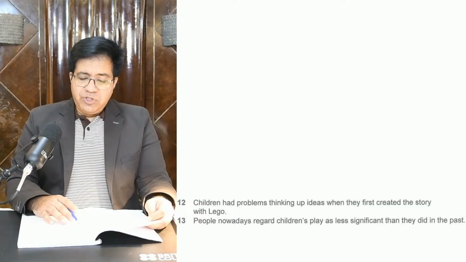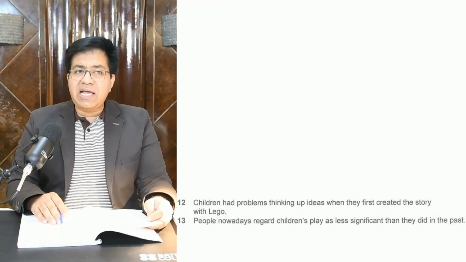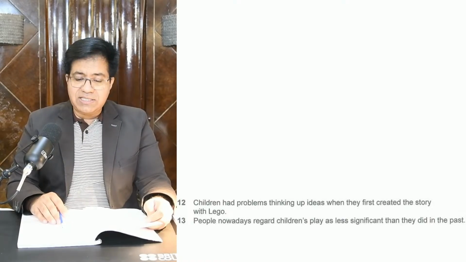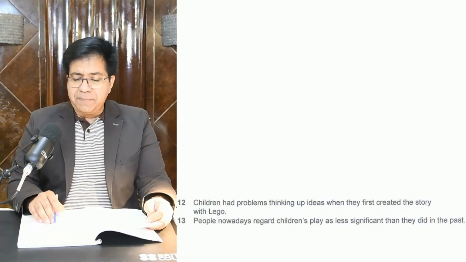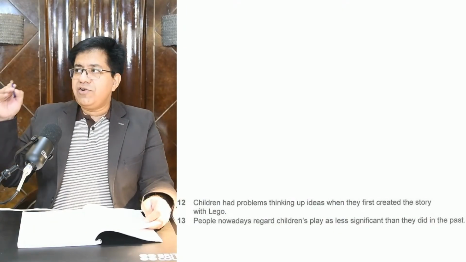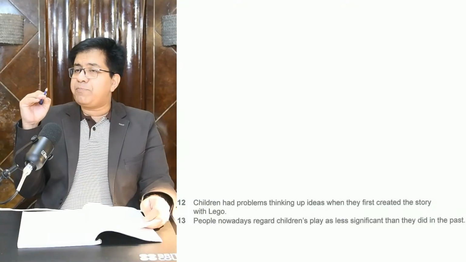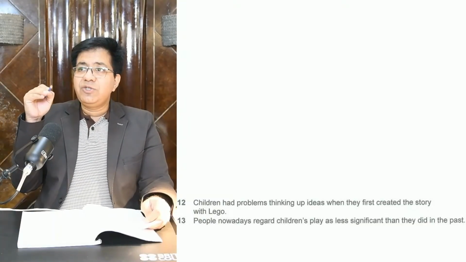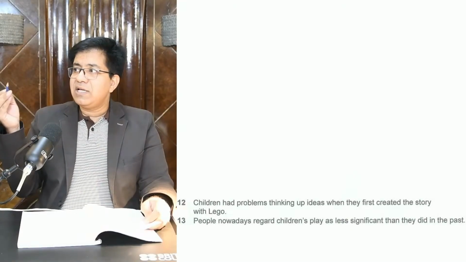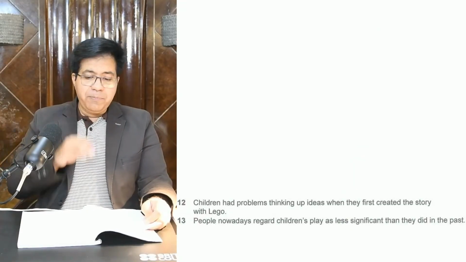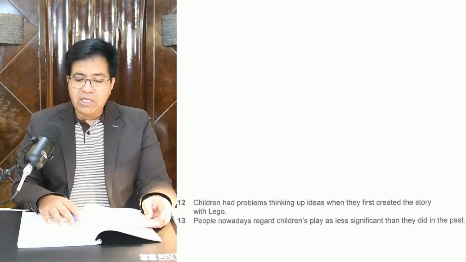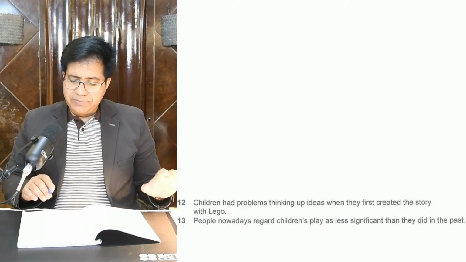Question number 12. Children had problems thinking up ideas. Like, sometimes you say, I don't have ideas. In IELTS speaking, I don't have ideas. Children had problems thinking up ideas when they first created the story with Lego. So when children created story with Lego, if they had problem with ideas, answer is true. If with Lego, they had no problem with ideas, answer is false. And if they don't tell us, like playing with Lego, whether they had a problem with ideas or not, then the answer is not given. So this Lego is our clue word.